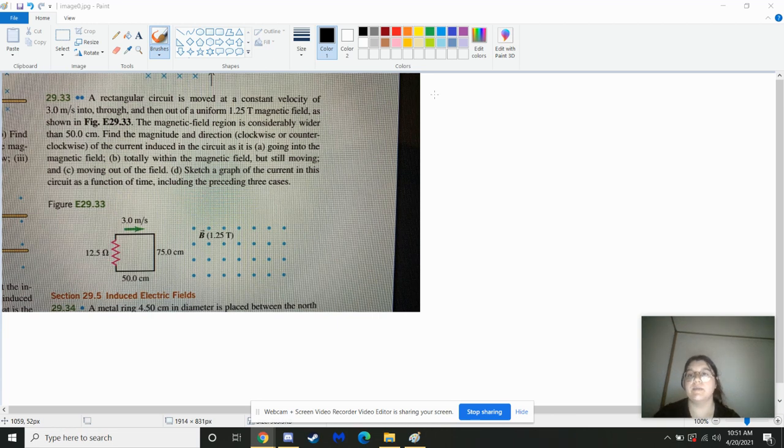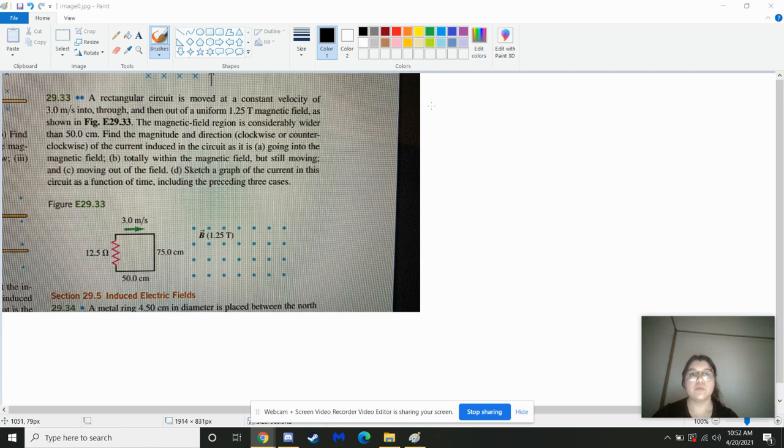The magnetic field region is considerably wider than 50 centimeters. Find the magnitude and direction, clockwise or counterclockwise, of the current induced in the circuit as it is A, going into the magnetic field, B, totally within the magnetic field but still moving, and C, moving out of the field. And then D, sketch a graph of the current in this circuit as a function of time, including the preceding three cases.